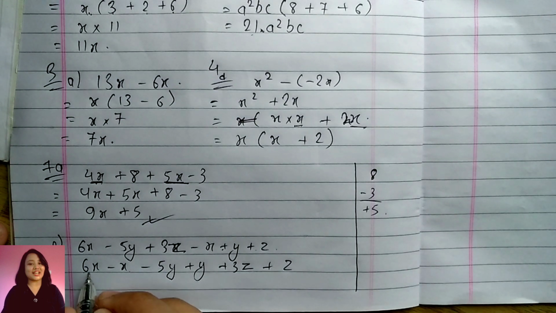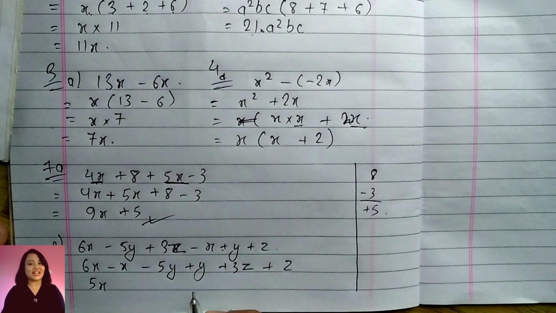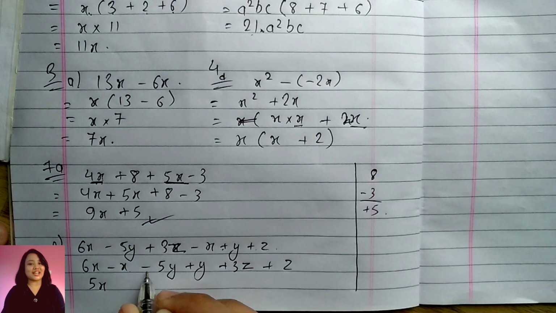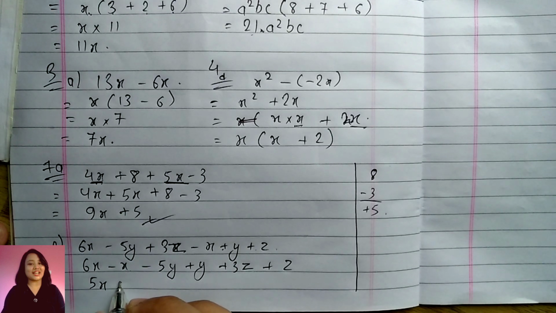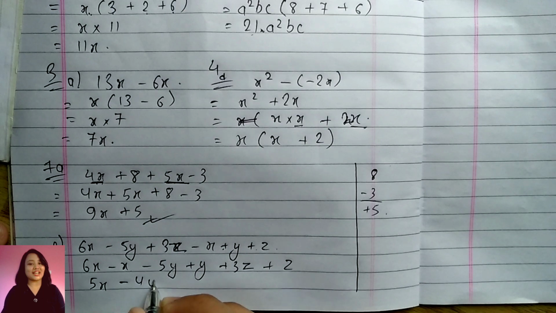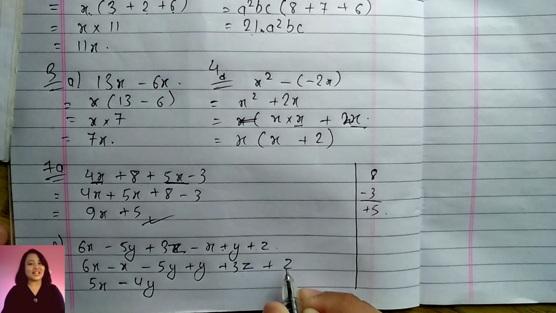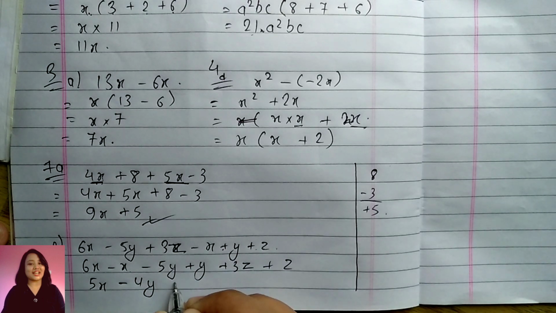Okay, so 6x minus x is equal to 5x. Then minus 5y and plus y is given. Since the minus sign is greater, minus will be there. And while subtracting, 5y minus y is equal to 4y. Then we have 3z plus z. 3z plus this z means 1z. So 3 plus 1 is 4, that is 4z. So this is the answer.